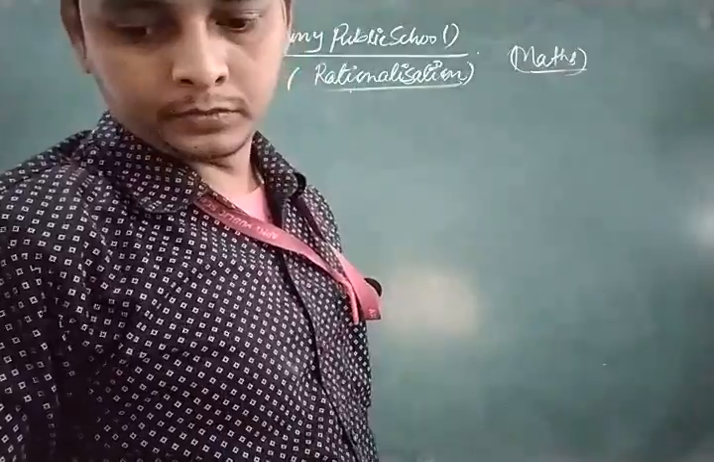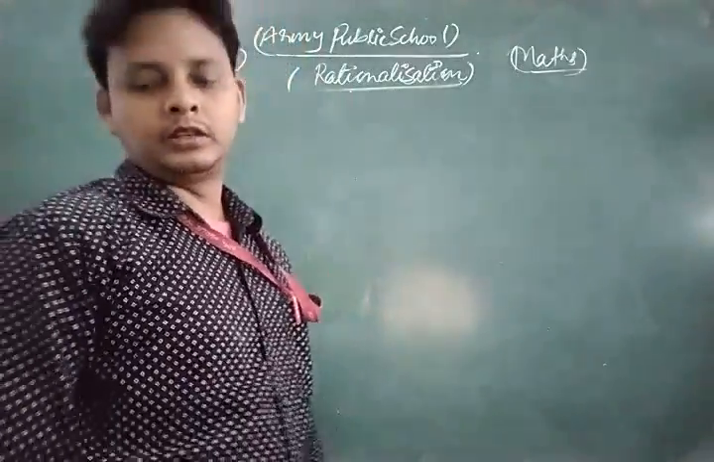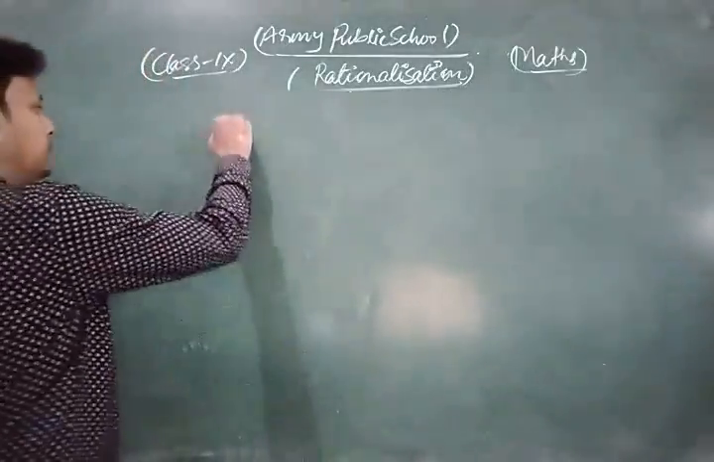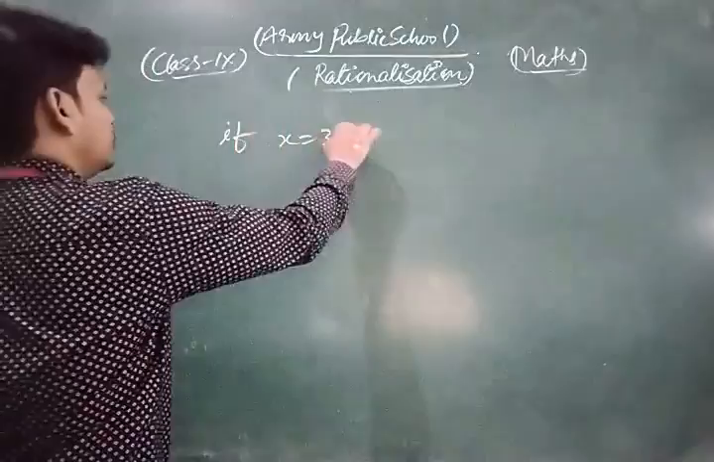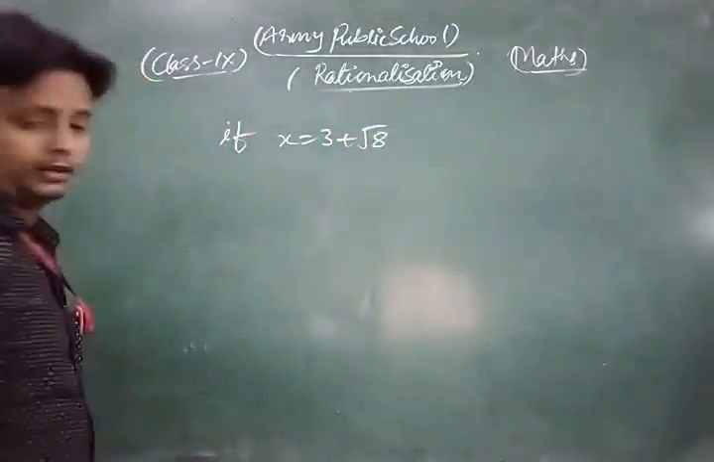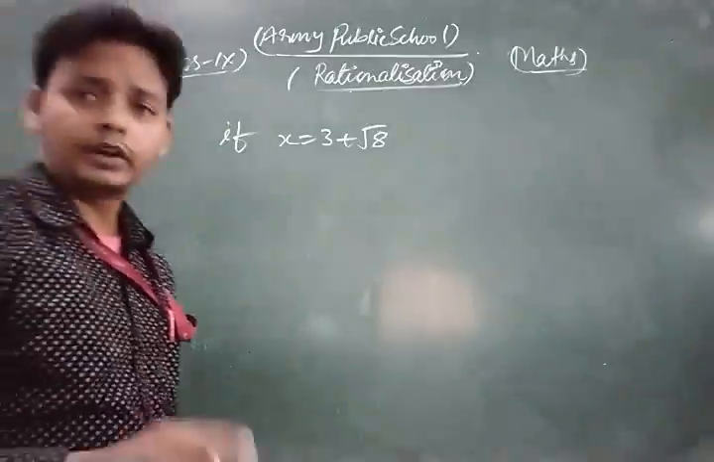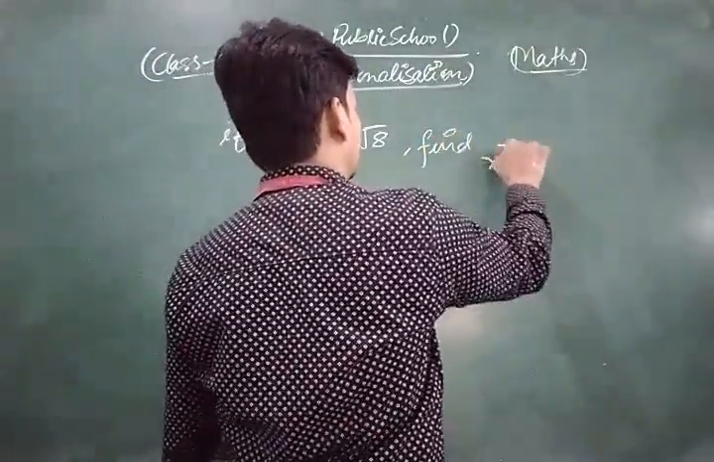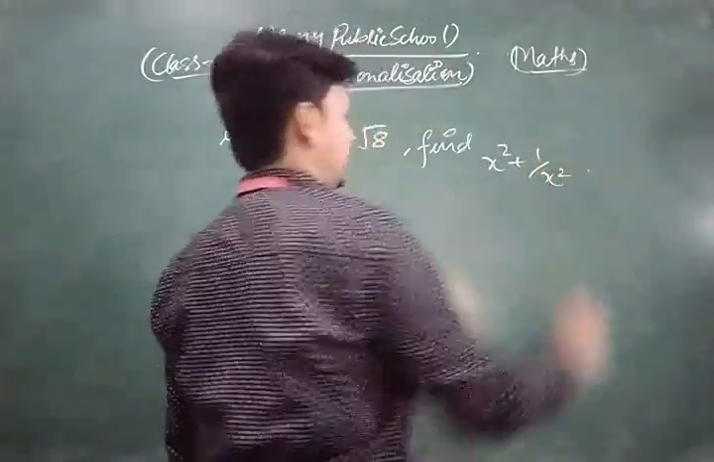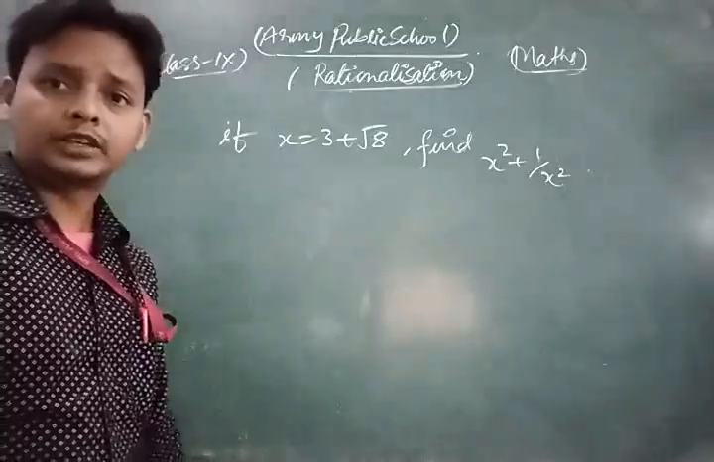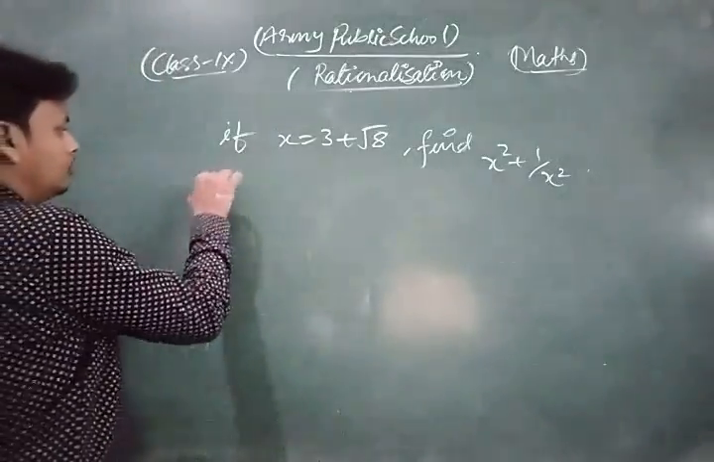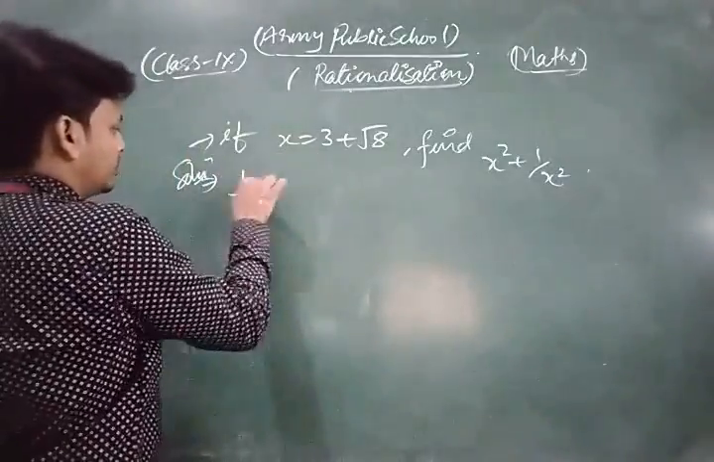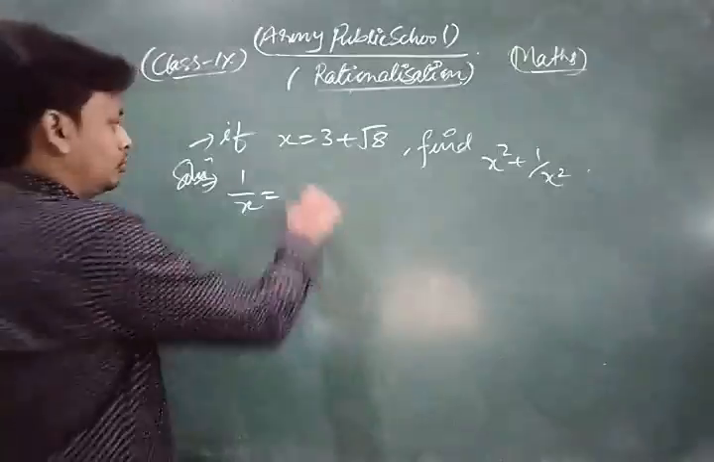Now, similarly, suppose that you have the value x is equal to 3 plus under root 8, and you find the value of x square plus 1 upon x square, then what do I do? So first of all, look at the solution. So here x is equal to, first of all you find the value of 1 upon x. So 1 upon x is what?